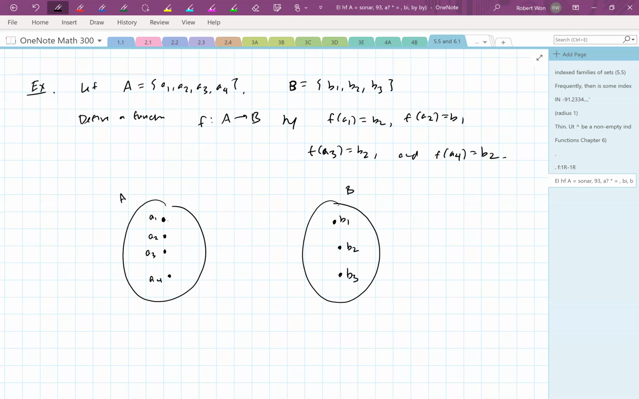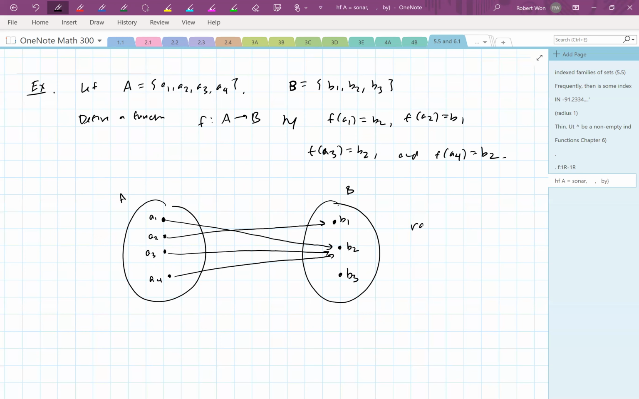And this function, I can draw the rule by just drawing an arrow from the input to the output. So f of A1 is B2, f of A2 is B1, f of A3 is B2, f of A4 is B2. And this is a totally legitimate function, and I've drawn a picture of it.